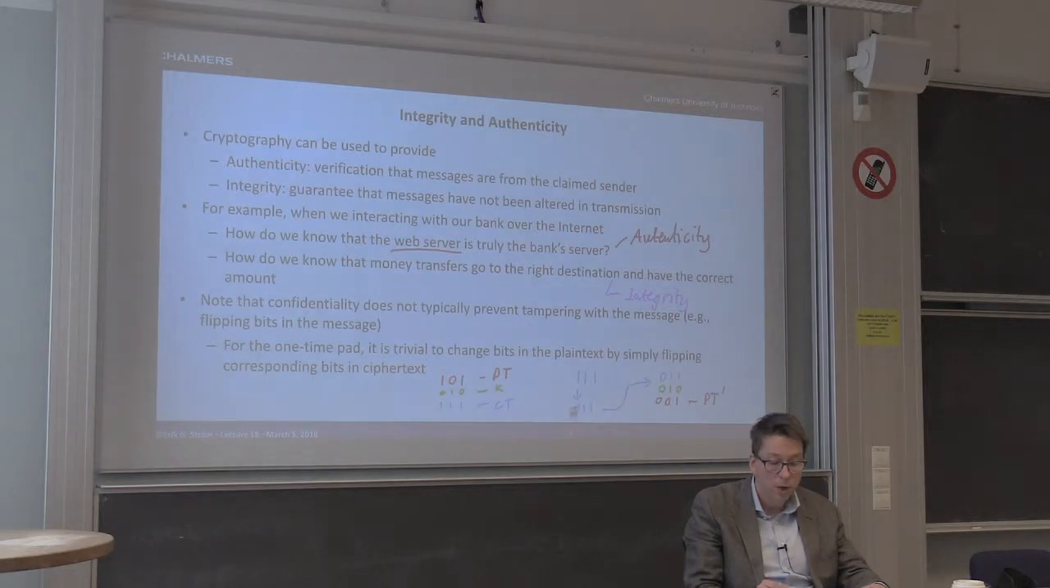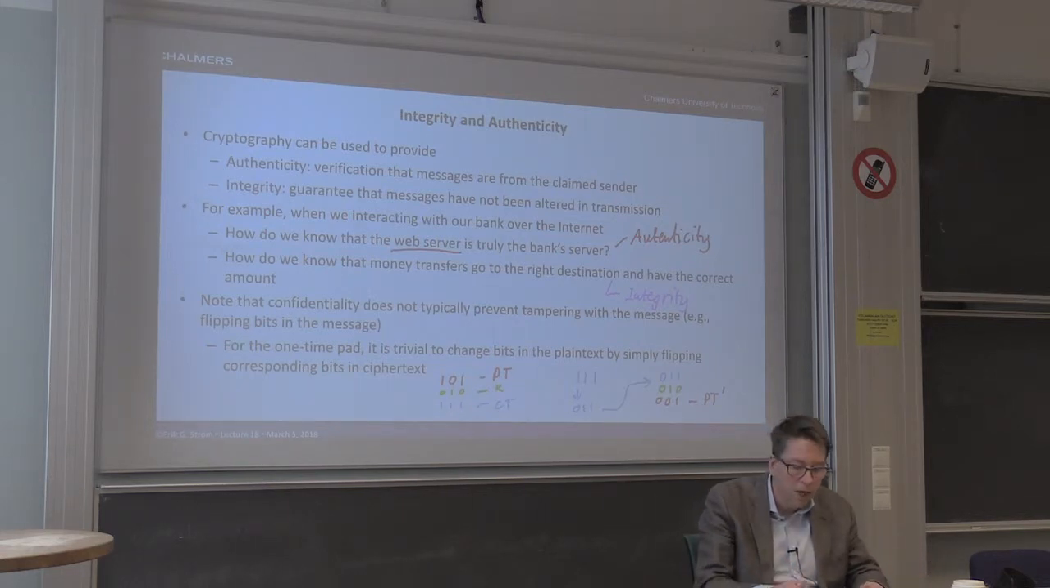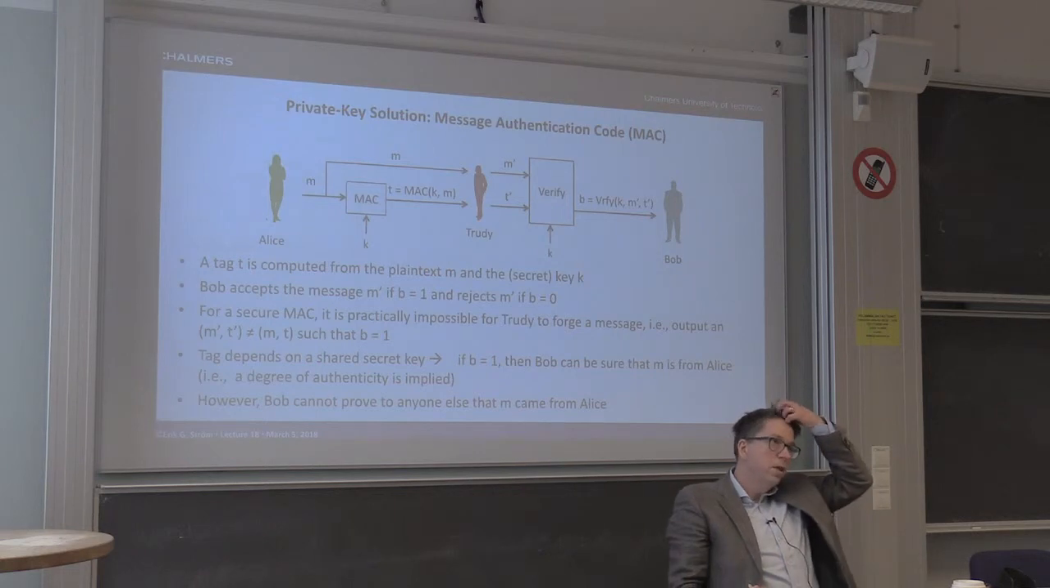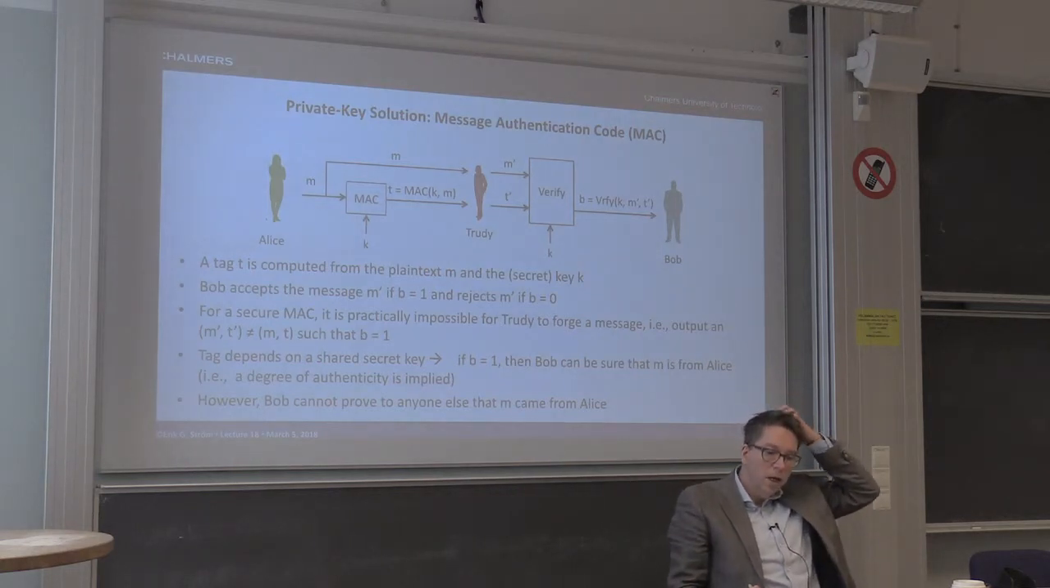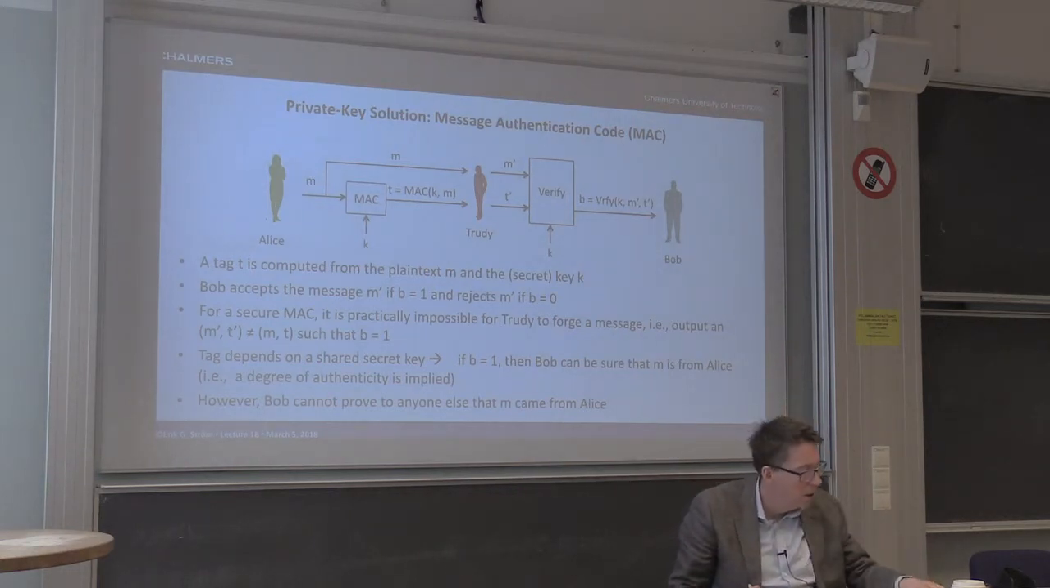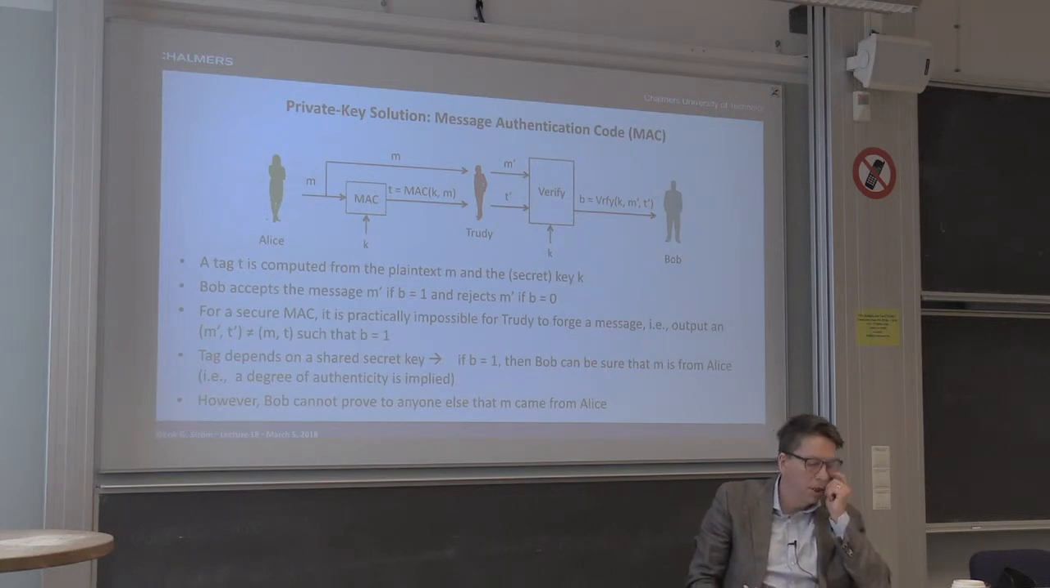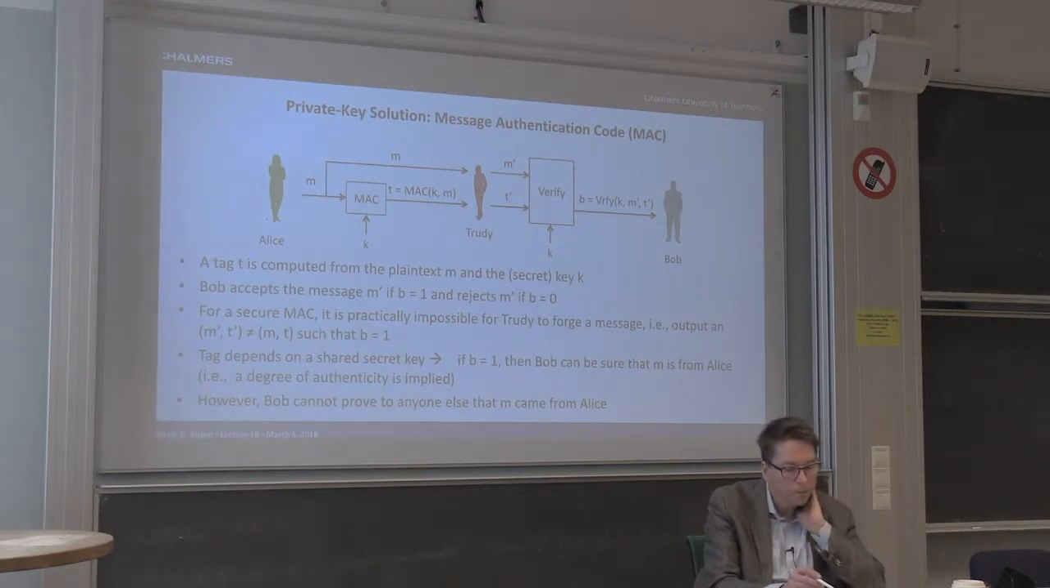Maybe I know that the first bit is, launch a nuclear missile, right? I can flip that if I like. That's clearly not so very good, right? So the solution to this, there is a private key solution, or secret key or symmetric key solution to this. The symmetric key solution is to use something called message authentication codes.